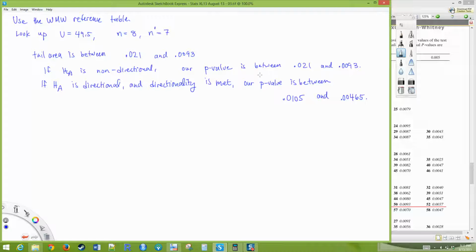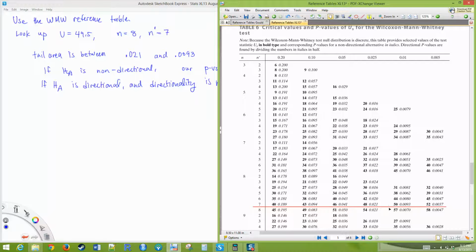And that's it for the Wilcoxon Mann-Whitney test. The rest of section 7.10 is interesting. It goes into how the numbers in our reference table come from.